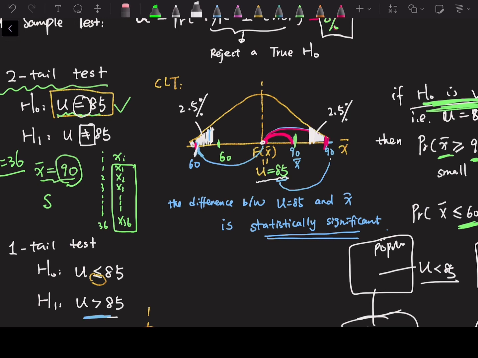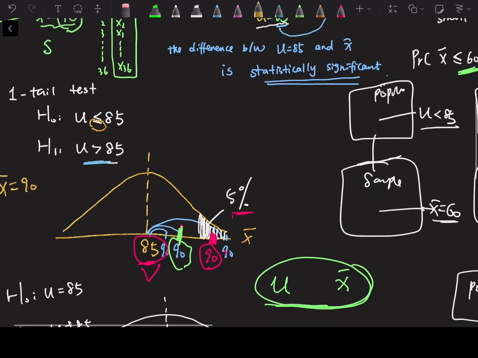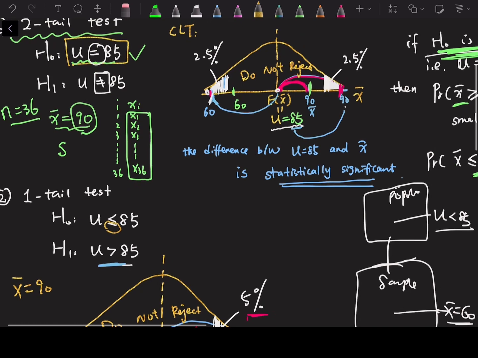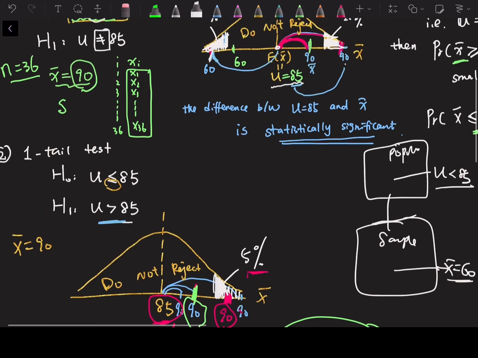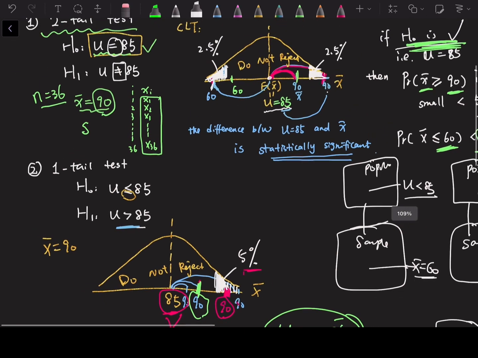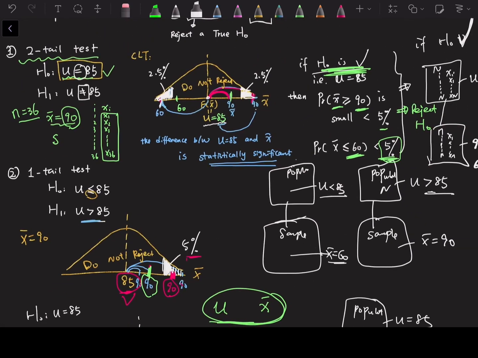Okay, here, let me draw this. This will be the do not reject region, and this will also be a do not reject region. And this white shaded area will be the rejection area. So if the sample mean falls in this white area, we reject the null hypothesis. If it falls in this rejection region, we reject the null hypothesis. Again, hope you find this helpful.